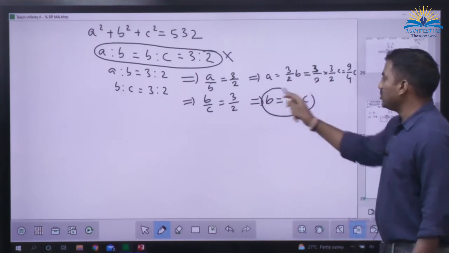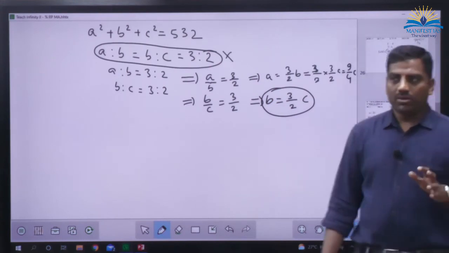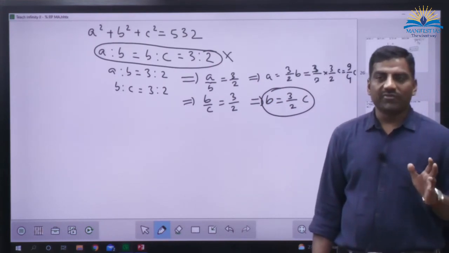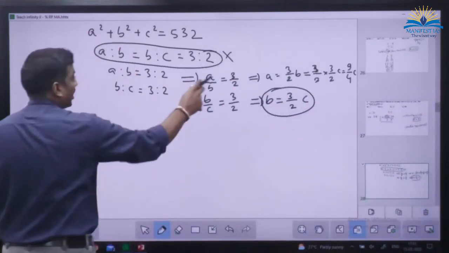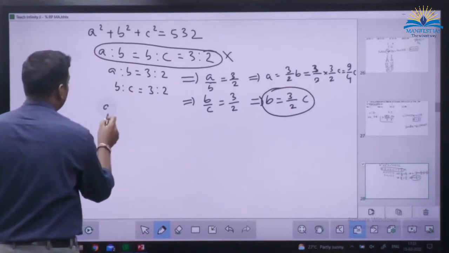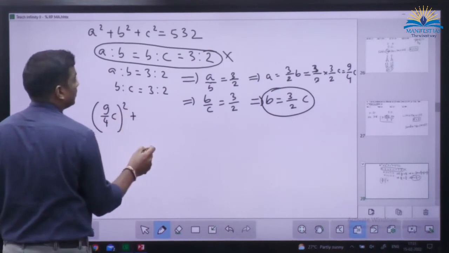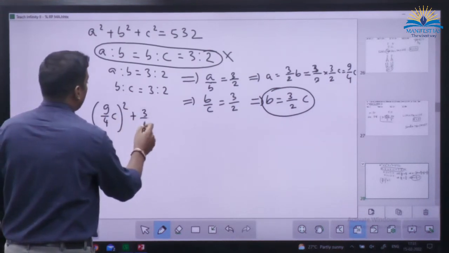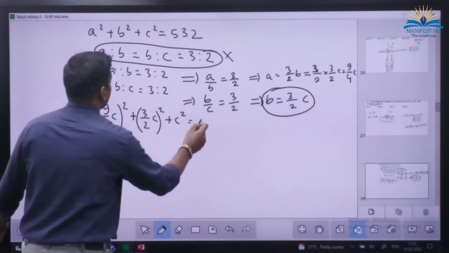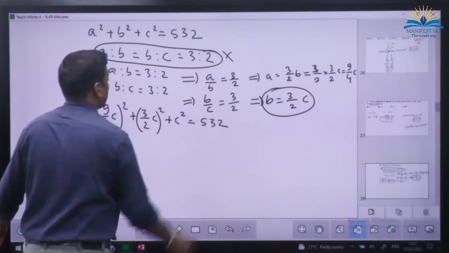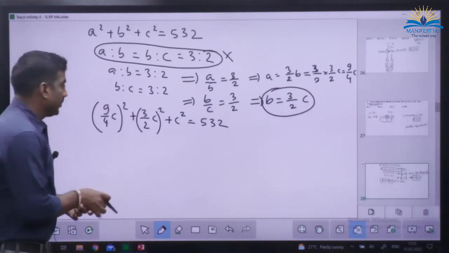So B is equal to 3/2 C, A is equal to 9/4 C. I don't want to keep A and B at all. I want to get rid of them and express everything in terms of C. Now in this, you put A is equal to 9/4 C whole square plus B is equal to 3/2 C whole square plus C square, that is equal to 532. Now solve.